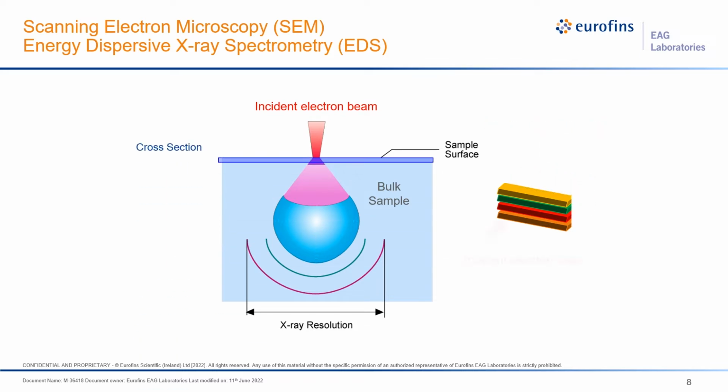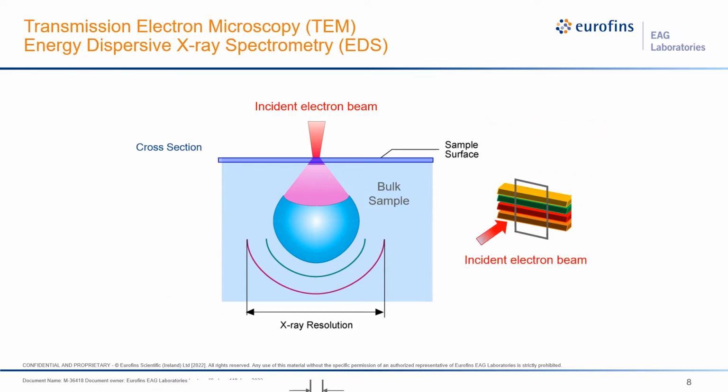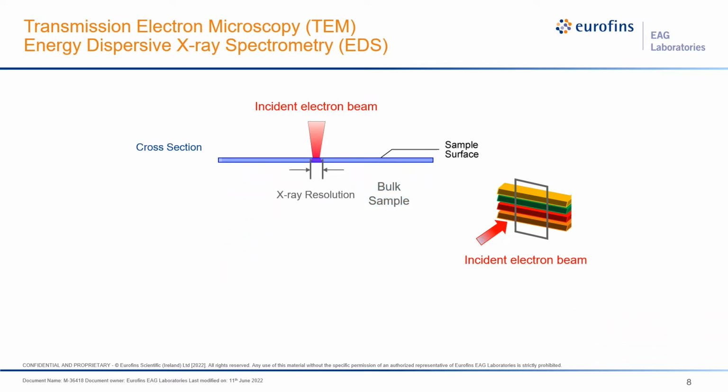Transmission electron microscopy, or TEM, provides finer resolution than SEM. TEM analyzes electrons transmitted through a thin prepared cross-section. Its lateral resolution is on the order of angstroms, and the EDS resolution is also finer since there is no longer any bulk to the sample.